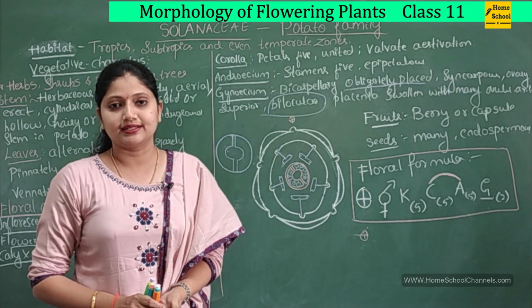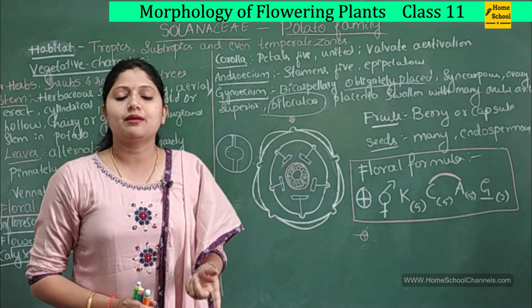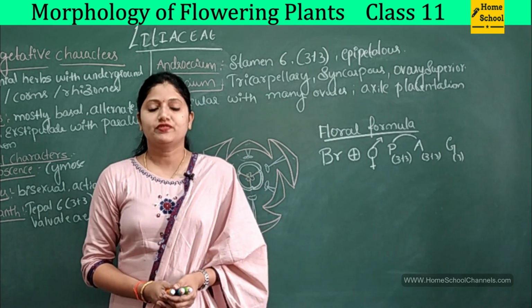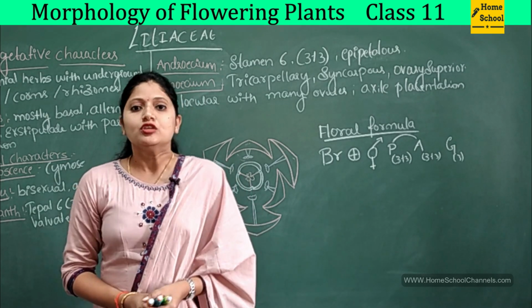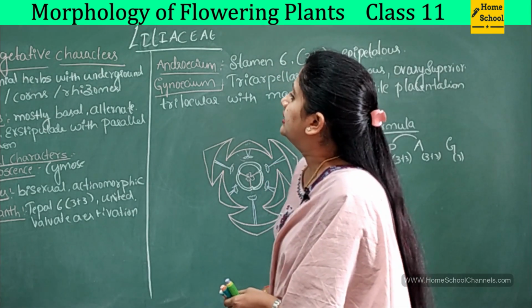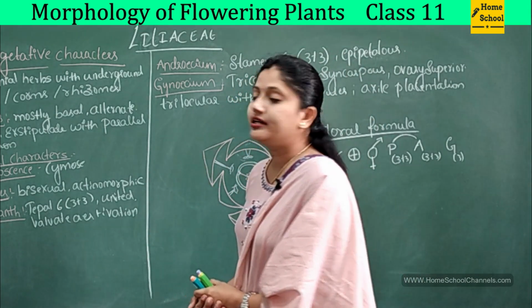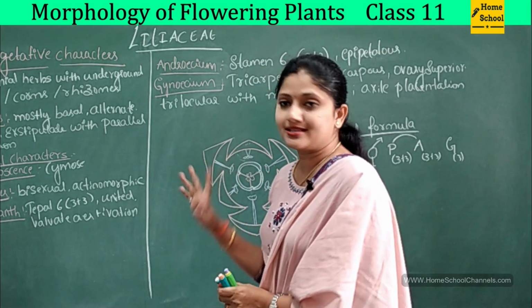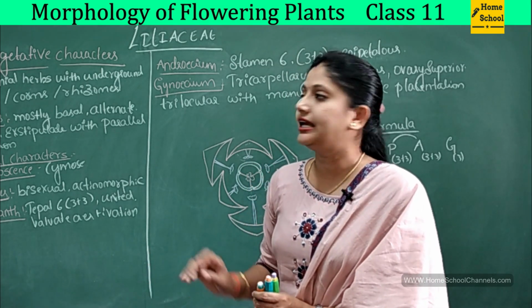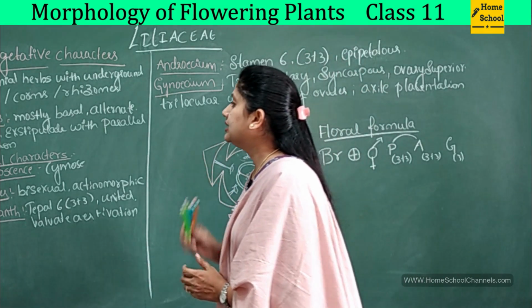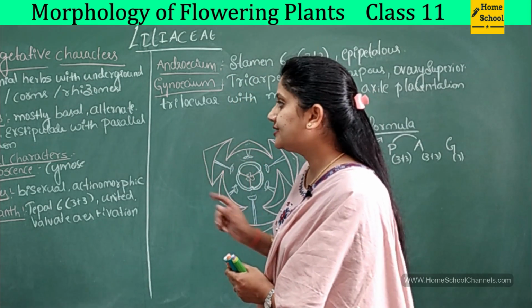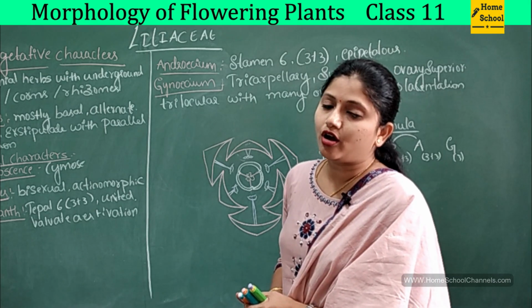So, I hope now you know how to write a floral formula and a floral diagram just by seeing the characteristics. So, we will take one more example now, that is the Liliaceae. The Liliaceae family, which is famously called the lily family. So, the characteristics of the lily family go as follows. They are perennial herbs with underground bulbs, corms and rhizomes. Bulbs, corms, rhizomes, all we have seen in detail in the stem. Then leaves, they are mostly basal, alternate, linear, exstipulate with parallel kind of venation.